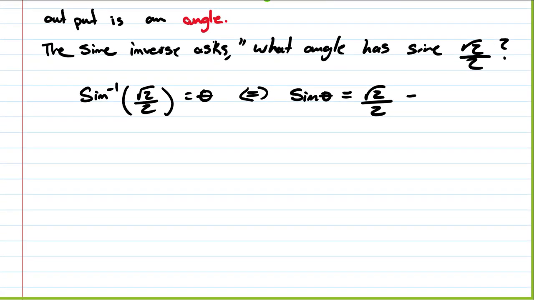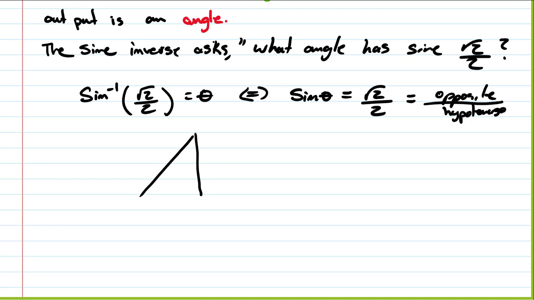We know by definition sine is opposite over hypotenuse. So if we were to draw a triangle and label our angle theta, our opposite side has to be the square root of 2, and our hypotenuse has to be 2. And we're trying to find that angle theta.